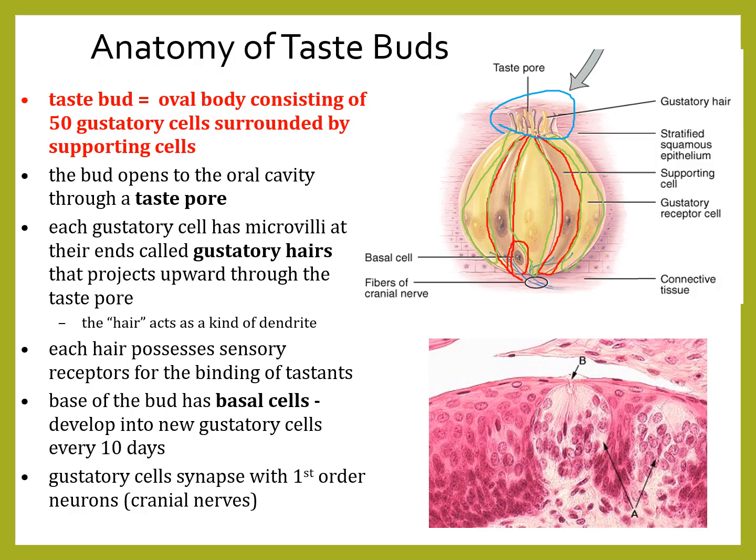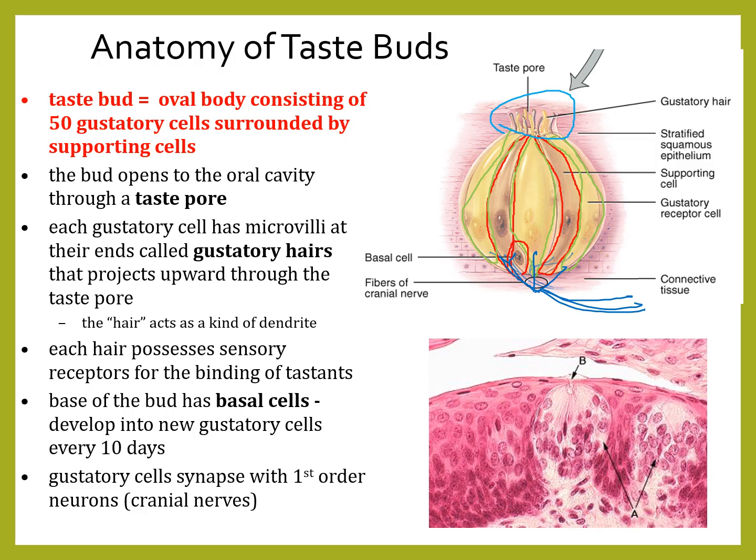Their job is to regenerate brand new gustatory cells every 10 to 14 days. These gustatory cells are going to synapse with the first order neurons. First order neurons are shown in blue at the bottom of the diagram. And these first order neurons are going to connect to our gustatory cells like this, and then their axons are going to run out towards the central nervous system.